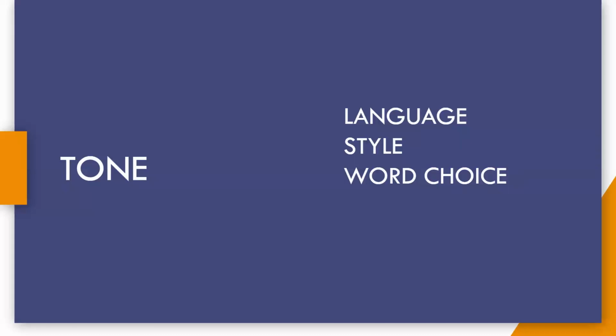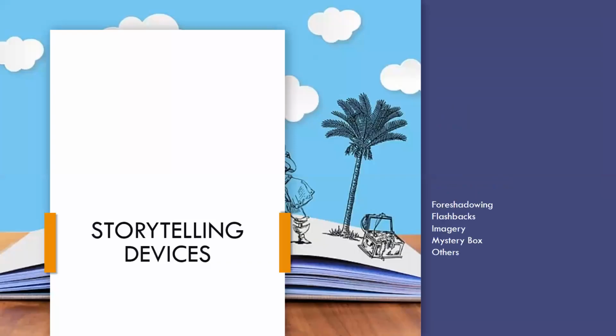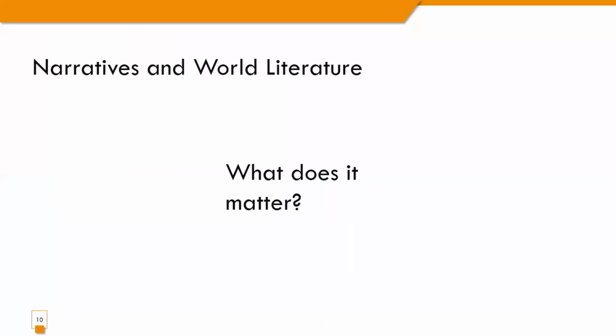Tone in literature refers to the attitude or mood conveyed by the author through language, style, and word choice. This shapes the overall atmosphere of the work. Storytelling devices in literature include foreshadowing, flashbacks, imagery, mystery box, among others. These can also enhance the narrative by adding depth, complexity, and emotional impact to a story.